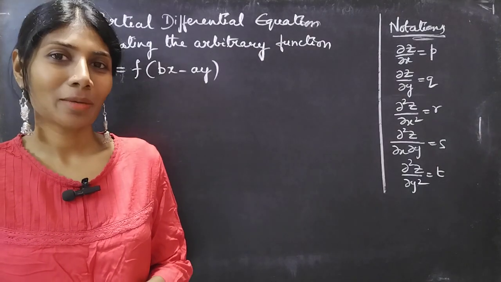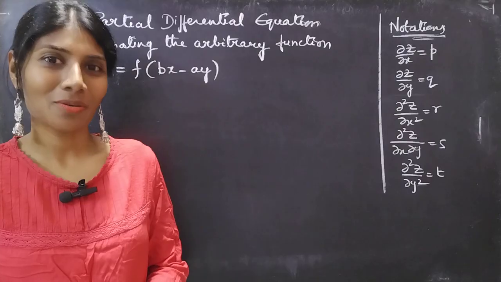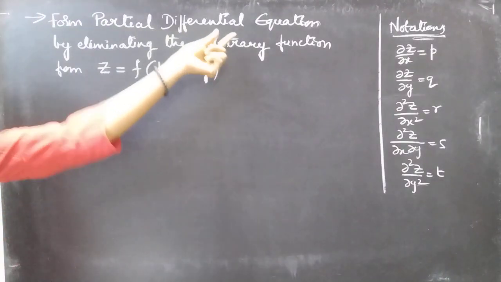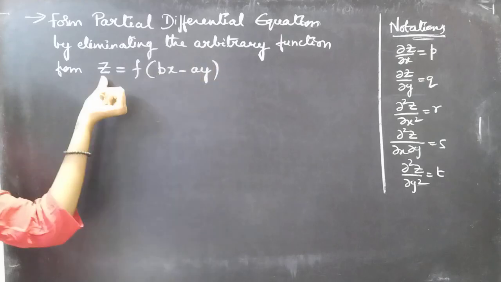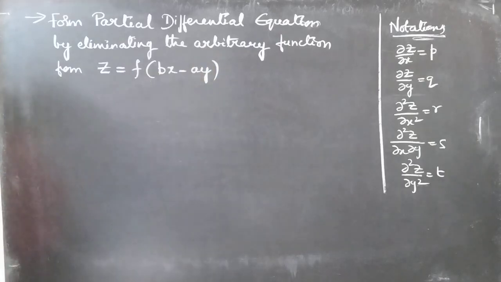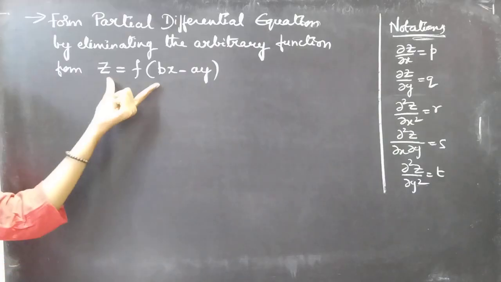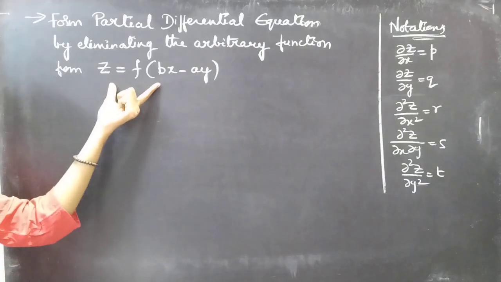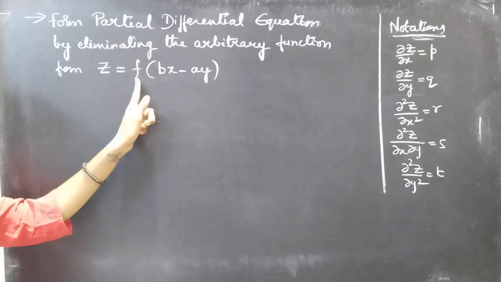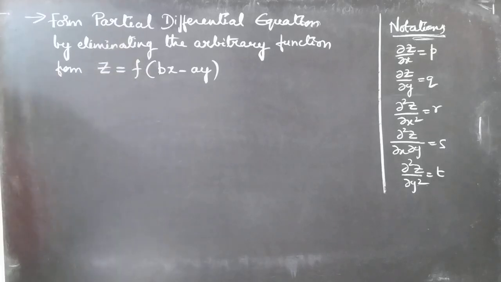In this video, we're going to see a problem from partial differential equations. So let's get going. Problem: form a partial differential equation by eliminating the arbitrary function from z equal to f of bx minus ay. Here we are given an equation z equal to f of bx minus ay, and we are asked to form a partial differential equation by eliminating this arbitrary function f.